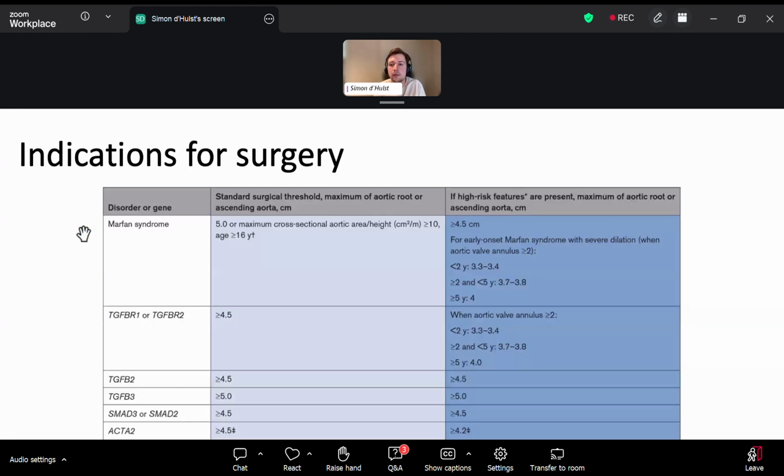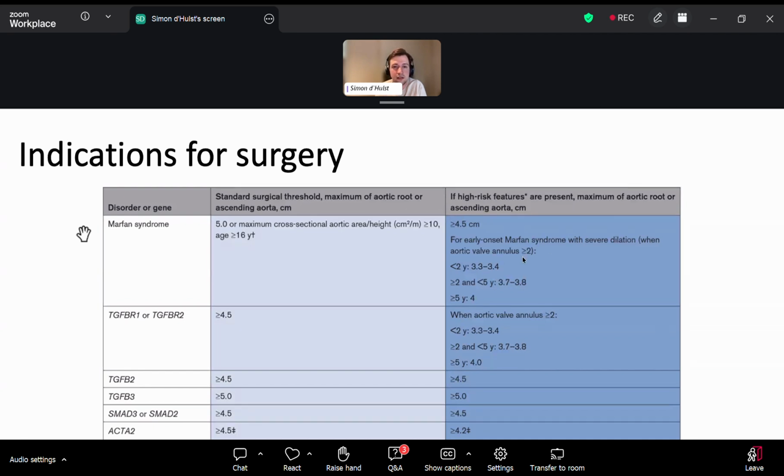Surgical thresholds are primarily based on absolute aortic diameters, with 50 millimeters being used in the lower risk aortopathies, such as Marfan syndrome and TGF-beta3 aortopathies. This was as well shown by Dr. Chervy, of course, that we see that above these 50 millimeters, the risk of aortic dissection really increases in these cases. Other aortopathies usually have a threshold of 45 millimeters.